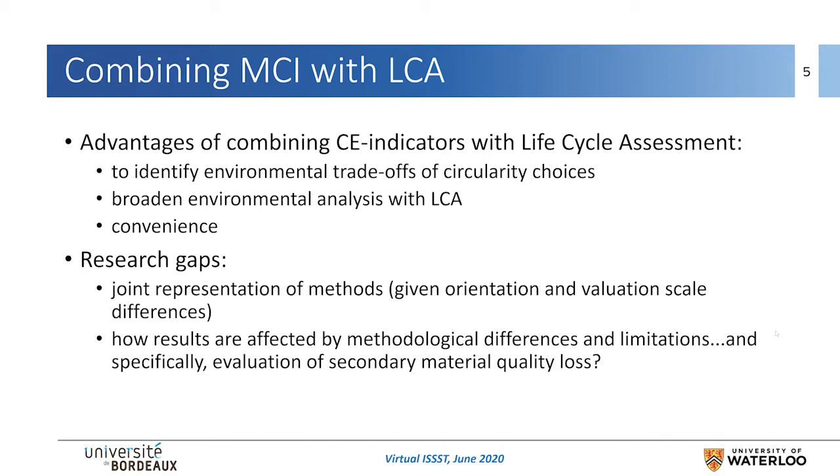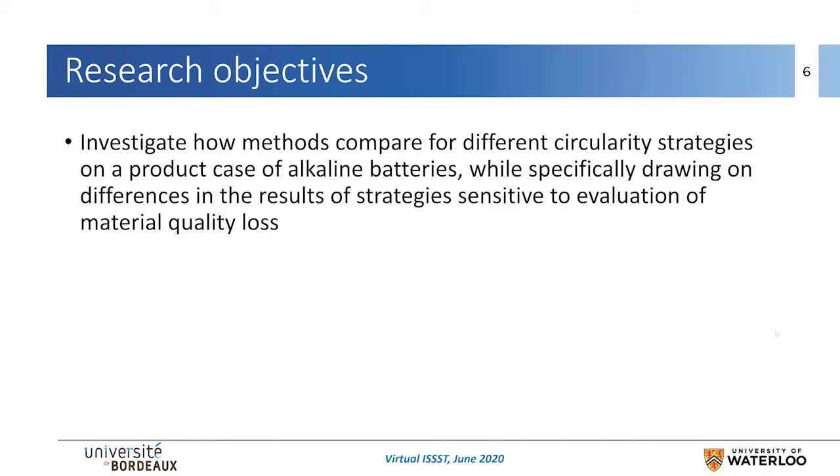By secondary material quality loss, I mean that specifically MCI is unable to look at whether the material is downcycled or is functionally recycled. So it mostly looks at the efficiencies rather than the quality of material. That summarizes in one research objective, which is to investigate how methods compare for different circularity strategies on a product case of alkaline batteries, while specifically drawing on differences in the results of strategies sensitive to evaluation of material quality loss.